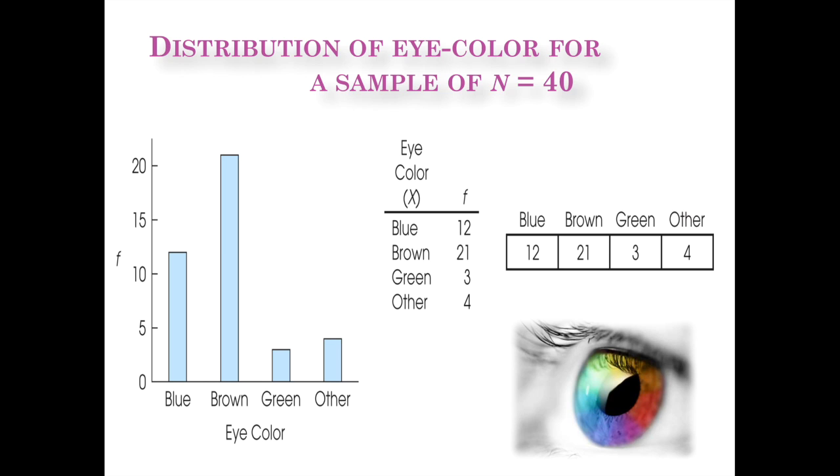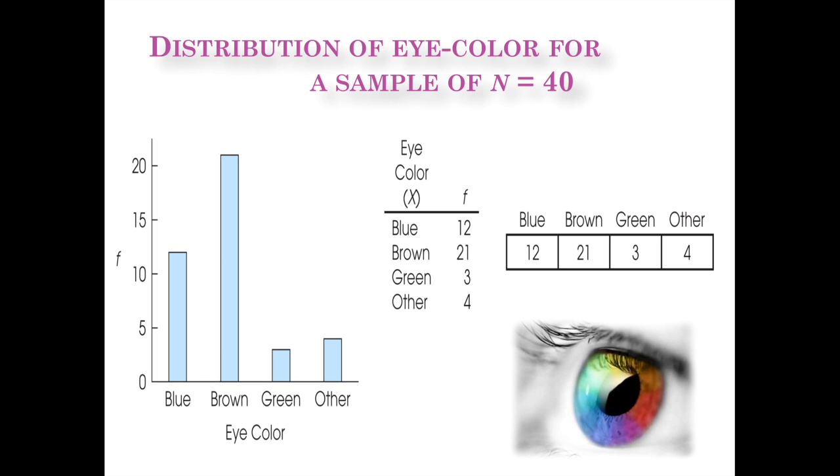Okay, so here we have a frequency distribution, and we're going to do eye color. You can say you either have blue eyes, brown eyes, green eyes, or other. Over on the far left-hand side, we have a bar graph, not a histogram, right? Because we're talking about discrete or categorical variables. And then we have the frequency distribution table there. So 12 people have blue eyes, 21 people have brown eyes, 3 people have green eyes, and 4 people have other.